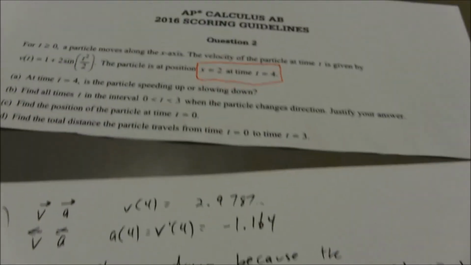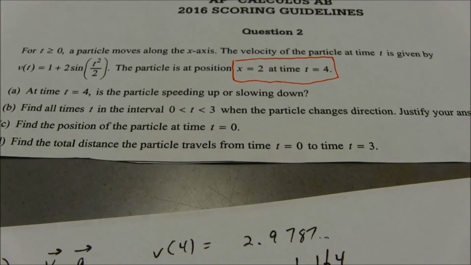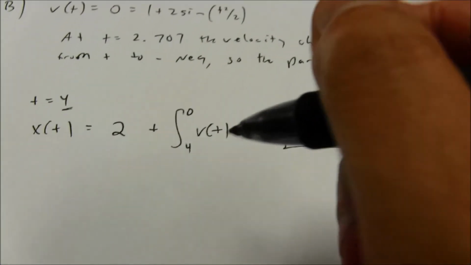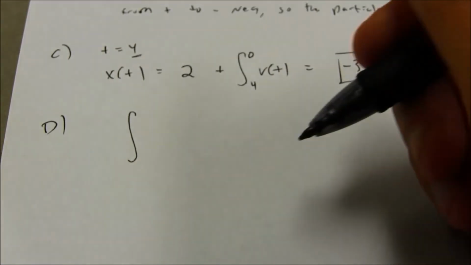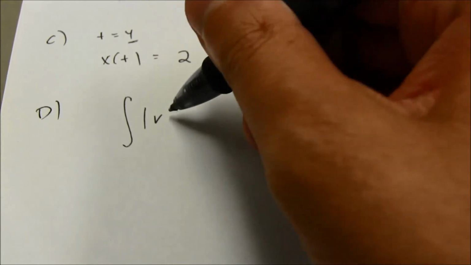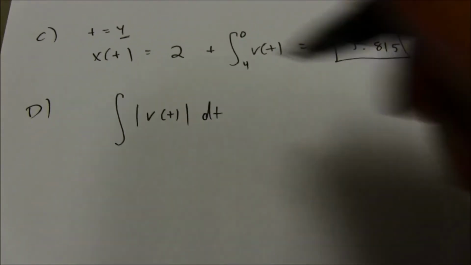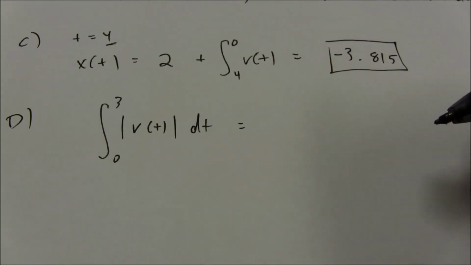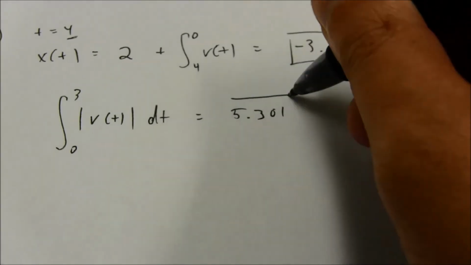And finally, part D. Part D says find the total distance the particle travels from t equals 0 to t equals 3. Notice that's distance, not displacement. Okay, so I need positive velocities. So I want to accumulate the change in the positive values of the velocity that takes place over that time interval from 0 to 3. And again, I can type that into my calculator. Remember the absolute value function there, and you'll get 5.301.